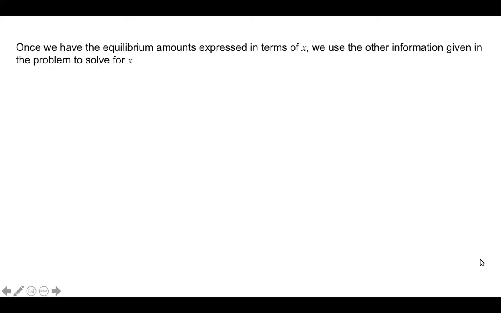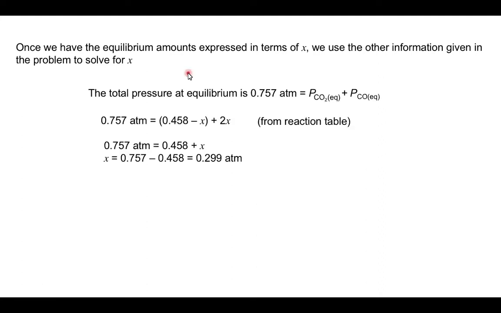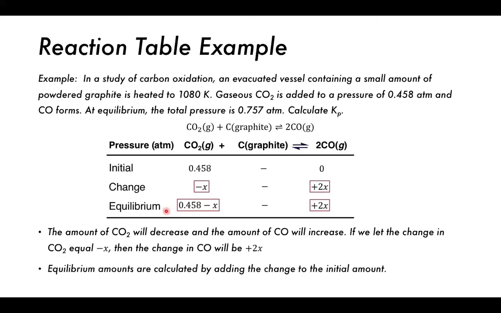So once we have the equilibrium amounts expressed in terms of X, we use the other information given in the problem to solve for X. So the total pressure at equilibrium is going to be equal to this value that was given in the table, which is 0.757 atmospheres. And that's going to be equal to the partial pressure of CO2 plus the partial pressure of carbon monoxide. So 0.757 atmospheres is going to be equal to 0.458 minus X plus 2X, which is all from the reaction table. If we go back and look, we'll see here at equilibrium, this is the partial pressure of CO2. It's 0.458 minus X. So it's initial minus whatever is consumed. And then carbon monoxide is 2X.